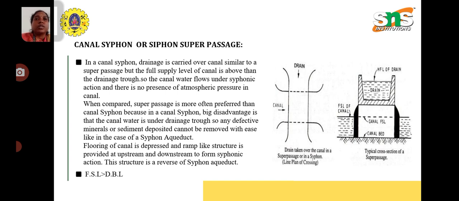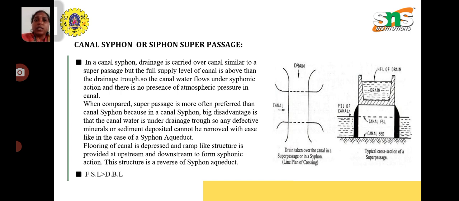The cross drainage works are required in several cases. In the canal siphon, the drainage water is carried over the canal, similar to the super passage as we saw in the drain above the canal, but the full supply level of the canal is above the drainage trough, so the water will flow under the siphonic action. That is, there is no presence of atmospheric pressure in the canal. That is the only difference between the aqueduct and the siphon super passage.